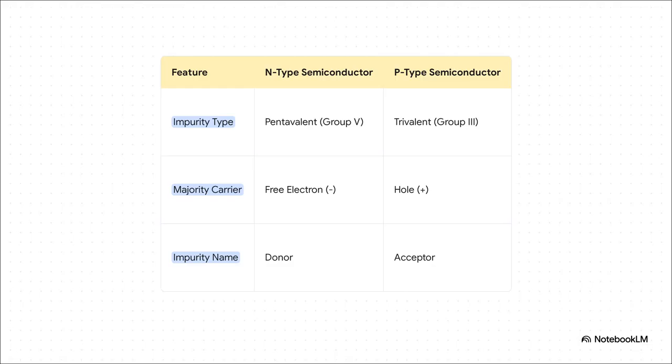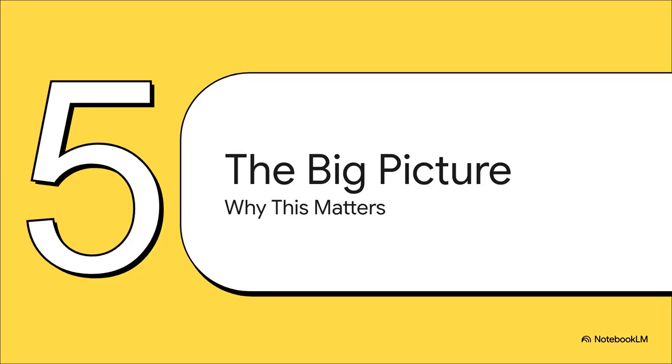So this table sums it up perfectly. N-type has extra free electrons, P-type has extra holes, or spaces for electrons. They're basically two sides of the same coin, and that's what makes them so incredibly powerful when we put them together. Okay, so let's get to the big picture. We've gone to all this trouble to create materials with extra electrons and materials with extra spaces for electrons. So, why? Why does any of this matter?